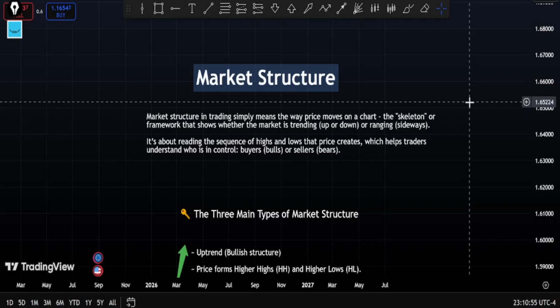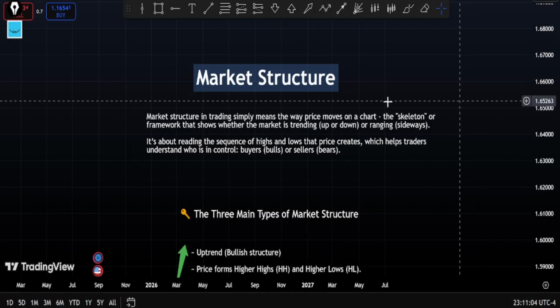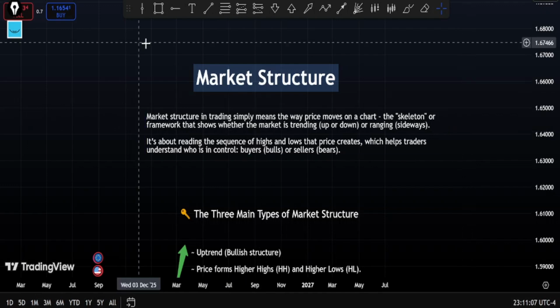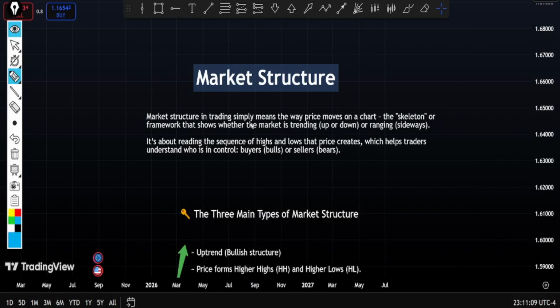How to understand market structure, or what is actually market structure. Now, in trading, market structure simply means the way price moves on the chart. Essentially, it is known as the skeleton, or framework, that shows whether the market is trending up or down or ranging sideways.